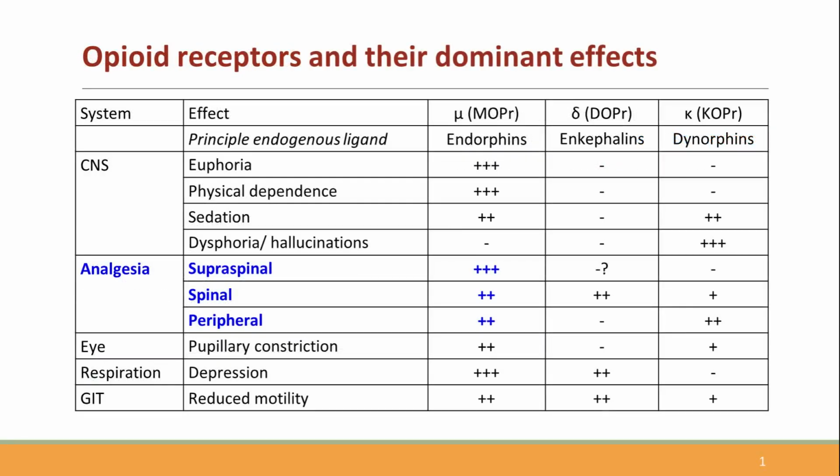Opioid receptors, mu, kappa and delta, are widely distributed throughout the CNS and GI tract. The mu receptor is primarily responsible for analgesia but also mediates respiratory depression, euphoria, and physical dependence. Kappa receptors contribute to spinal analgesia and dysphoria, whereas delta receptors play a role in modulating emotional response and may enhance analgesia.